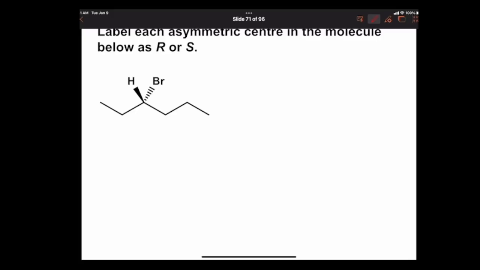Okay, highest group is bromine, lowest hydrogen. Make one note: the lowest priority group, as it is currently drawn, is pointing towards you. So just pay attention to that. What you're seeing is you're looking at it from the opposite perspective. You need to do your assignment. Still okay. What's number 2?